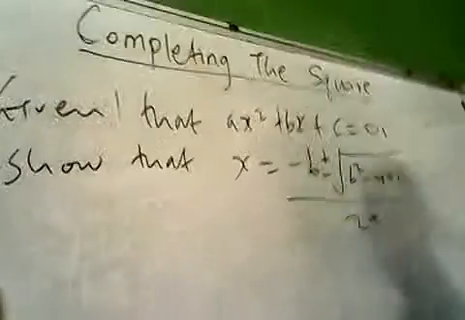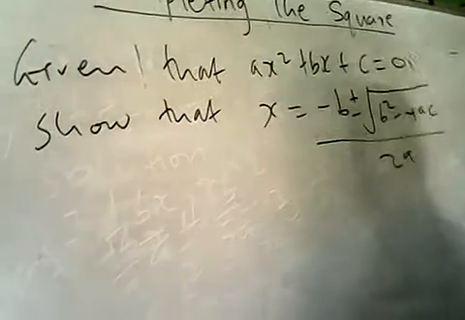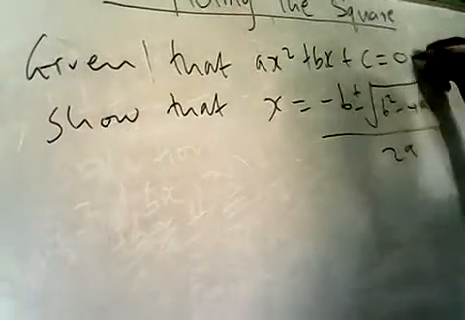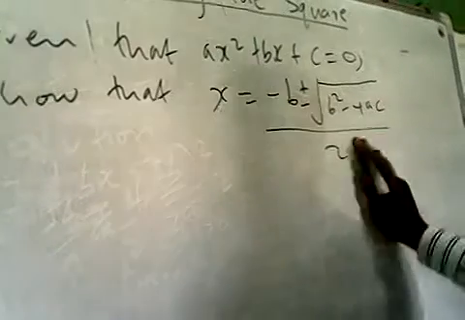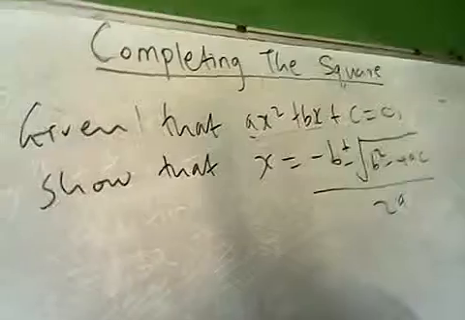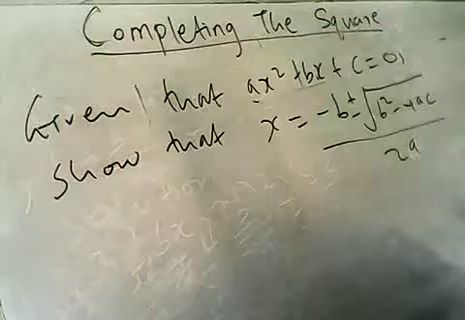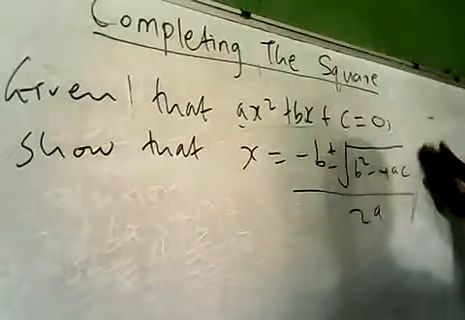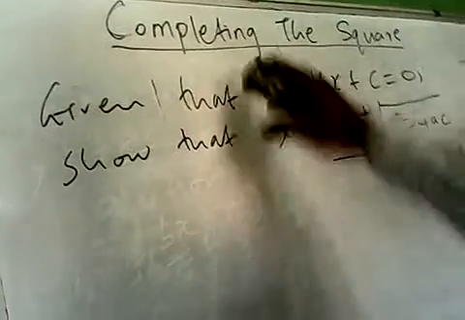Completing the square. Given that ax squared plus bx plus c equals 0, show that x equals minus b plus or minus root b squared minus 4ac over 2a. This is the standard quadratic equation, where a, b, and c are constants. We call this the quadratic formula, right? We need the knowledge of completing the square to arrive at this from the equation given.